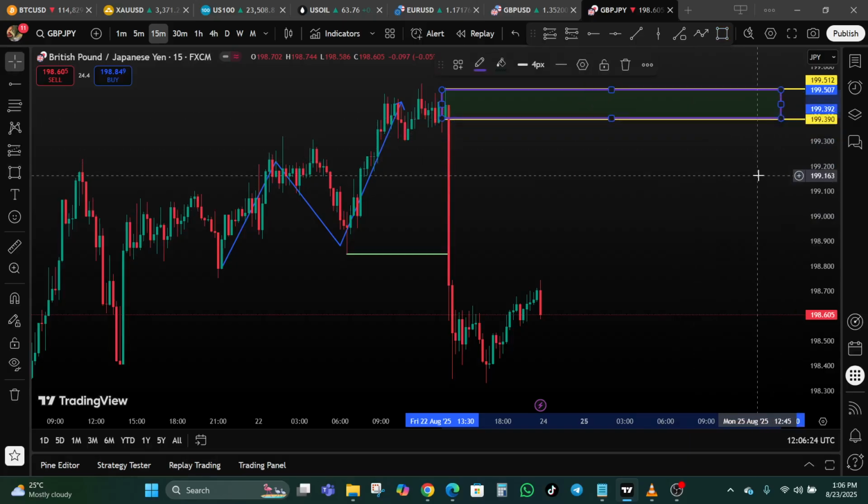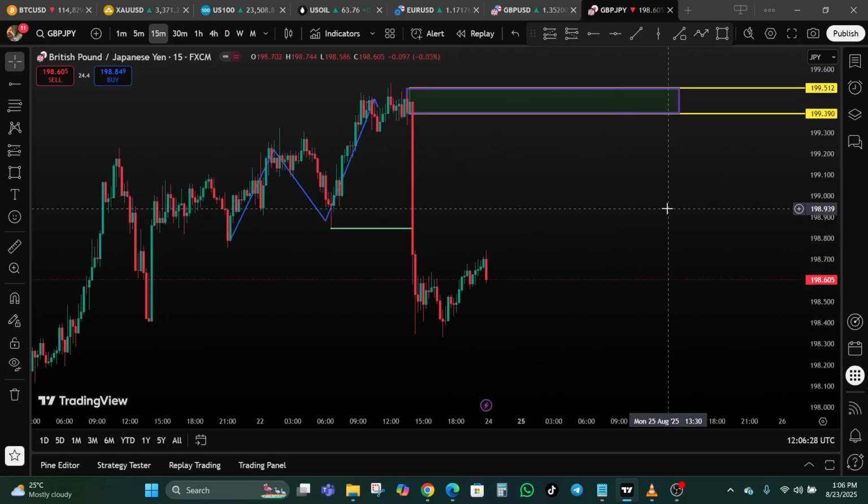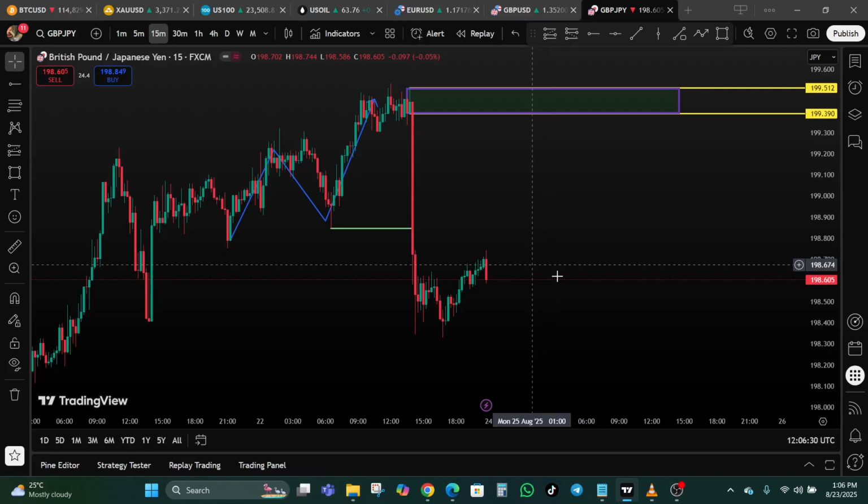So I hope you understand the concept. This bearish order block that was established here now becomes a point of interest because we are expecting price to come back to this zone and react around here. All right.